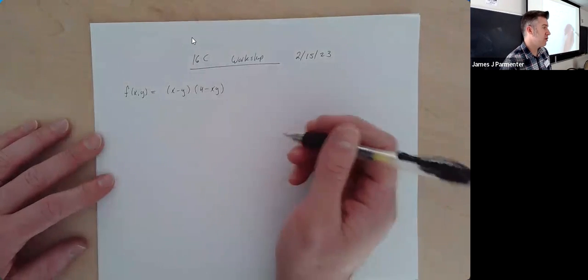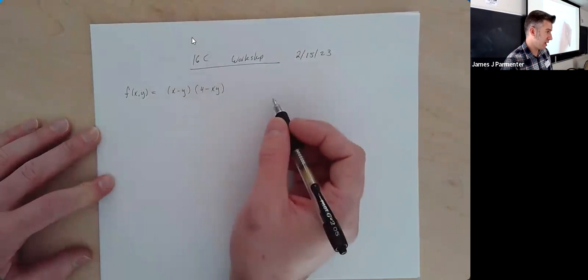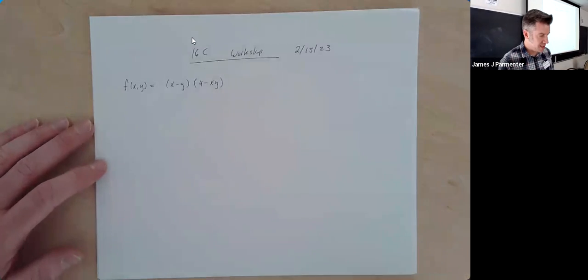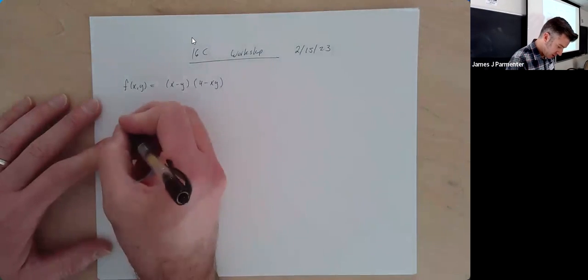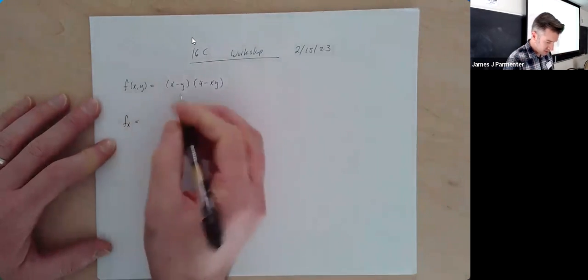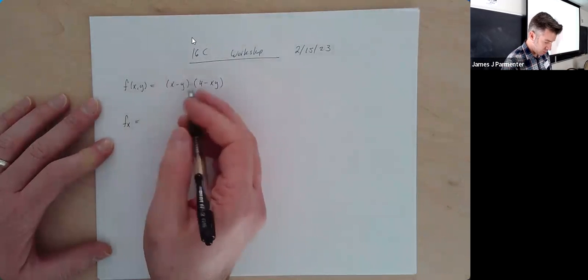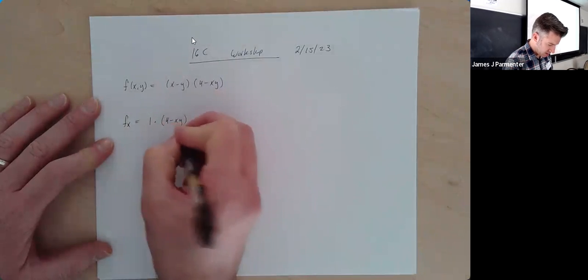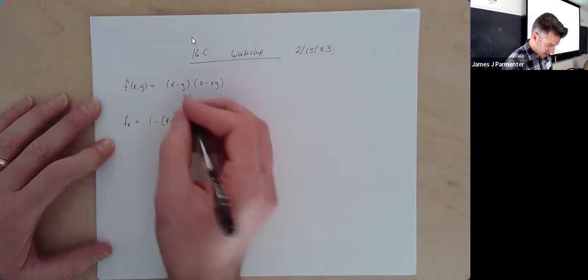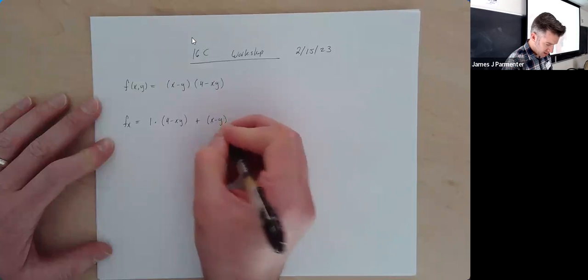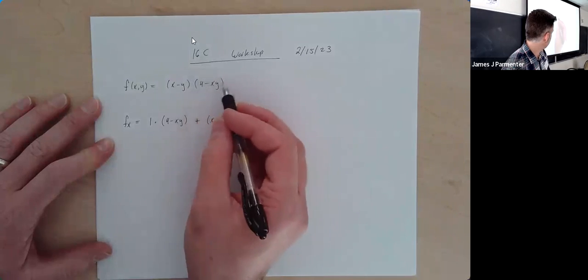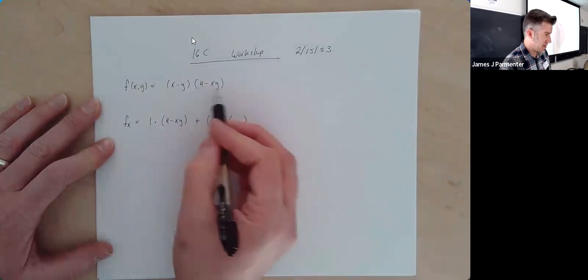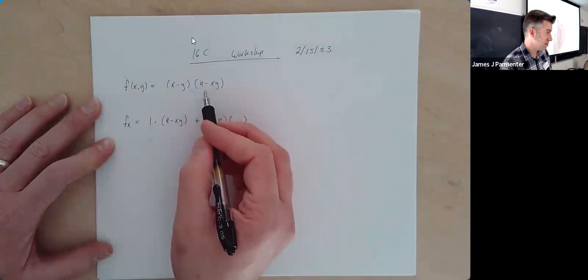You can go one of two ways here. You could multiply this whole thing out, or you could use the product rule. I'm kind of indifferent. Let's see what using the product rule looks like. We take the partial with respect to x. It's going to be the derivative of this piece, which is 1, times the other piece, which is 4 minus xy, plus this piece, which is x minus y, times the derivative of this piece with respect to x, which is going to be what? What's the derivative of that piece with respect to x? Negative y.